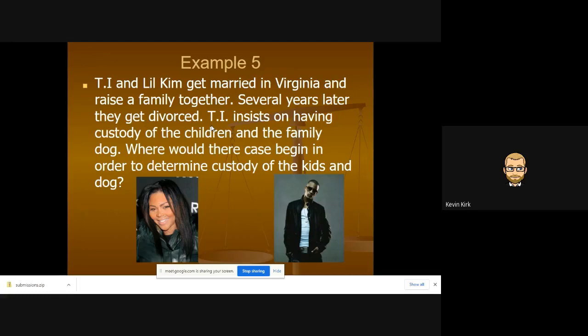Get married in Virginia. They raise a family together. Several years later, they get divorced. T.I. insists on having custody of the children and the family dog. Where would this case begin to determine custody? That would be juvenile and domestic relations court because it is a divorce.